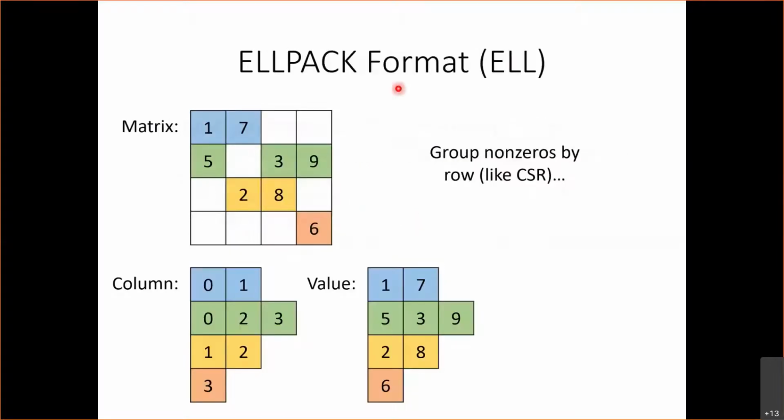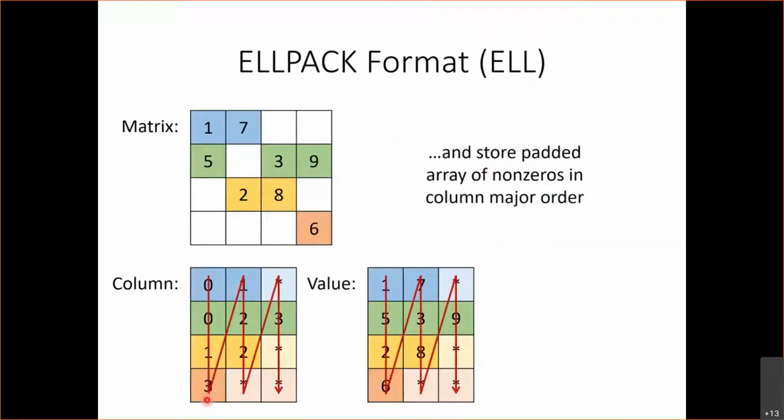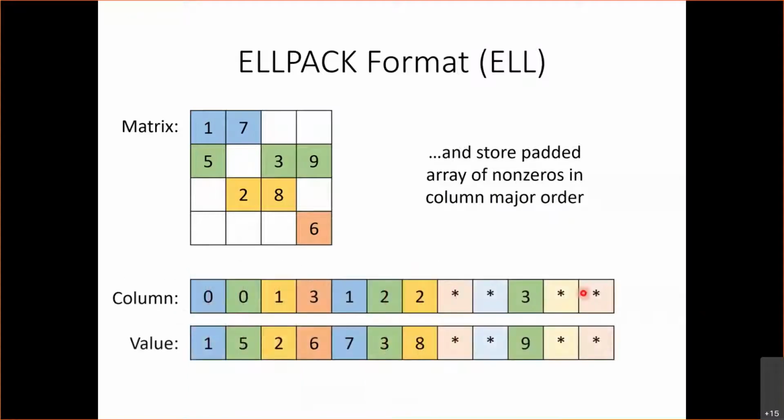So the ELL format looked like this. What we did is we grouped the non-zeros of the matrix, similar to what we did with CSR. However, instead of linearizing them in row major order like we did with CSR, we actually added padding so that all the rows have the same number of non-zeros if you include the padding. And then we stored this table in column major order. So we store the non-zeros along the column, followed by the next column, followed by the next column. And what that gave us is an array like this with the non-zero values, and the column indices.